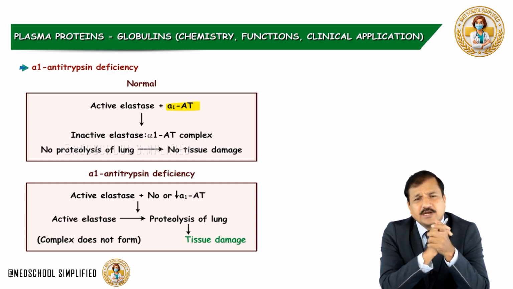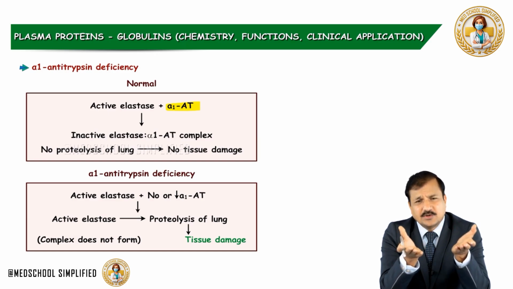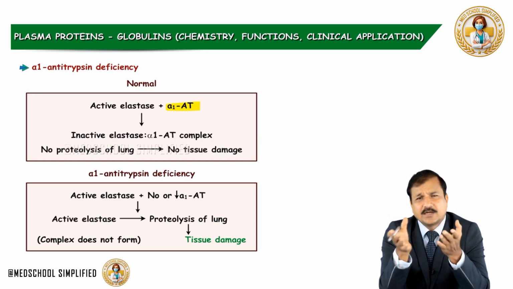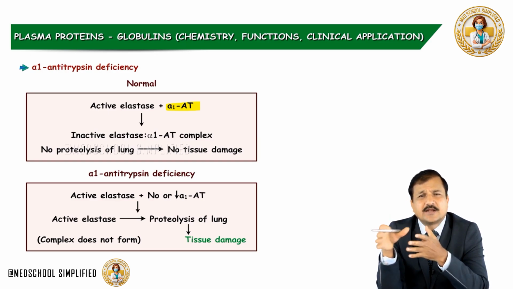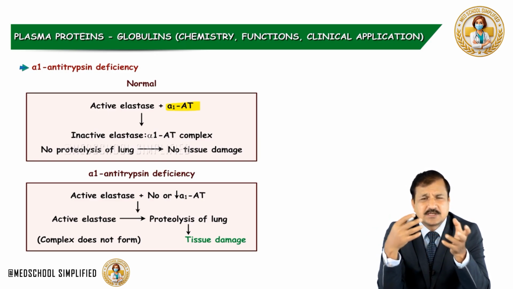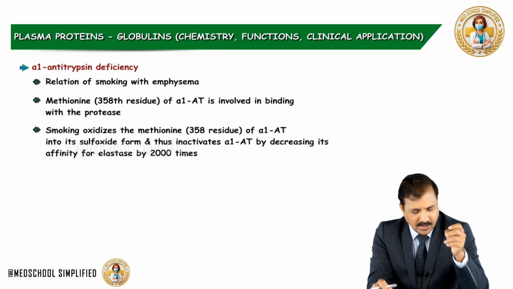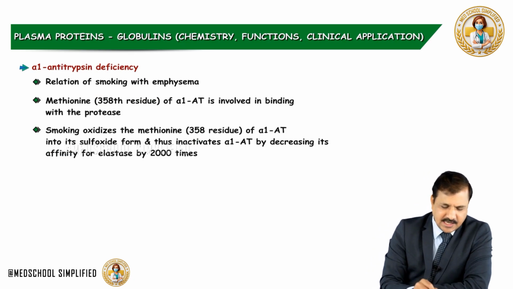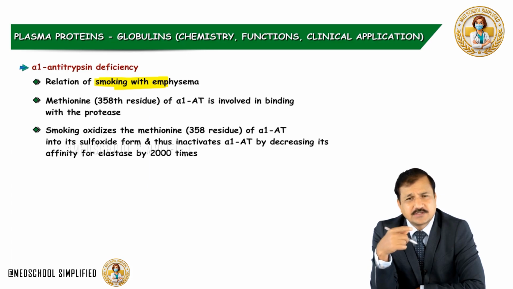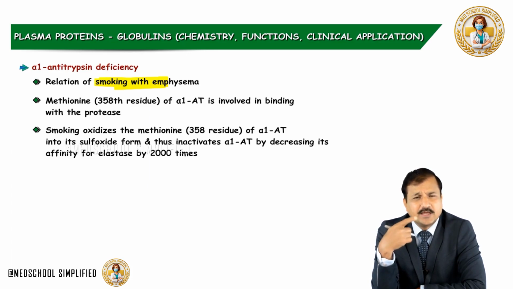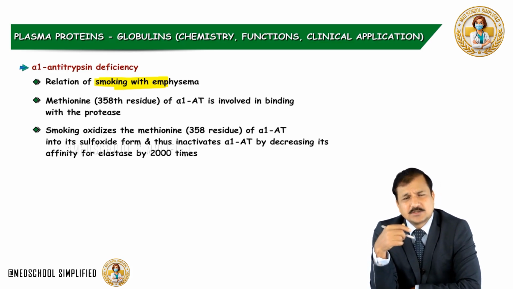If the alpha 1 antitrypsin enzyme is deficient or absent, what will happen? Elastase will be active and it continues to break down elastin in the lung, and that leads to tissue damage. That's a simple biochemical mechanism there. Now, alpha 1 antitrypsin deficiency has been related with smoking, which leads to severe emphysema in people who are already deficient in alpha 1 antitrypsin. So, what happens in smoking?